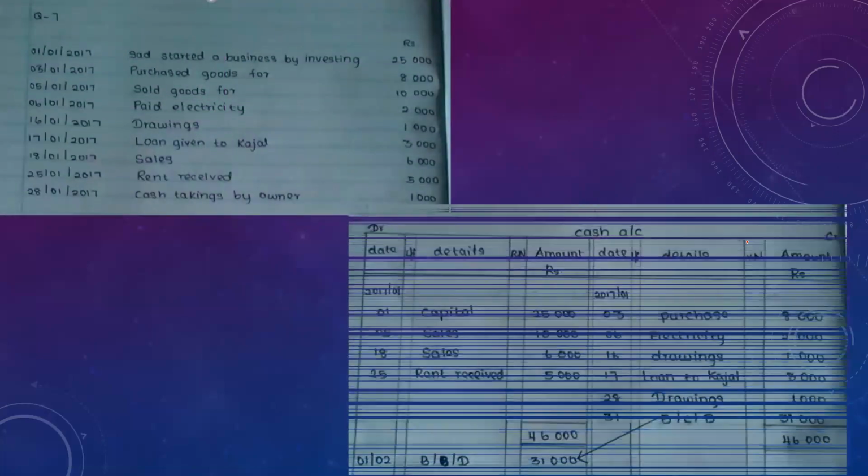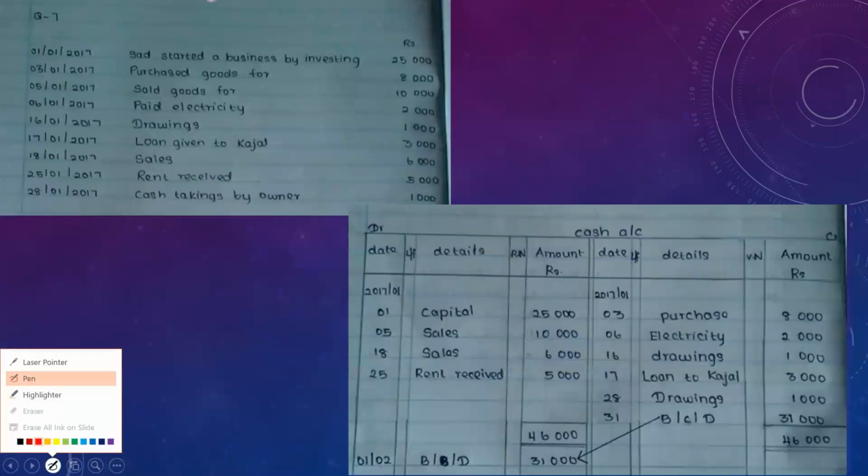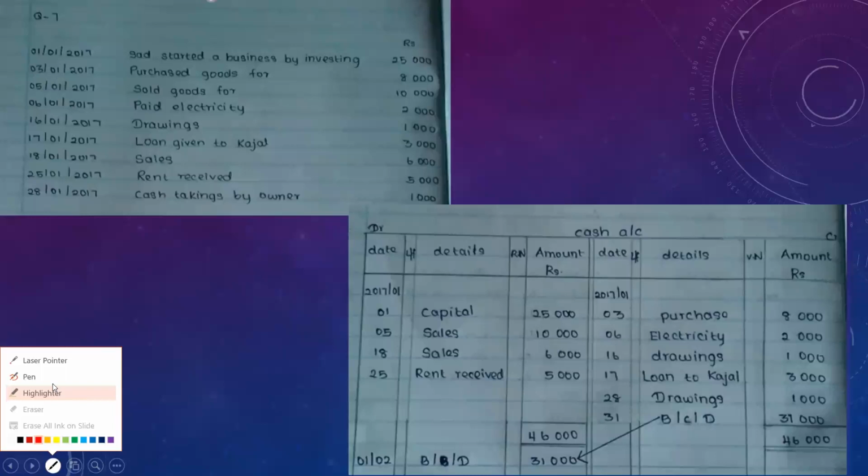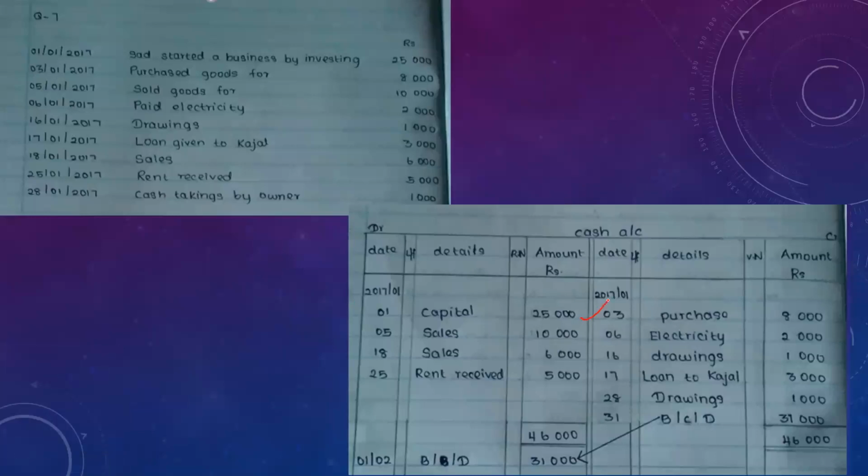So I'll move to the second question which I gave you as homework, this one, and let's see the answer of a student, whether it's correct. Started a business by investing 25,000. So capital 25,000 debit side. Purchase goods for 8,000, purchase 8,000, very good. Sold goods for 10,000, sales debit side 10,000, good. Paid electricity 2,000 credit side. Before that, drawings 1,000 credit. Loan given to Kajal, so loan to Kajal or Kajal loan, no problem, right?